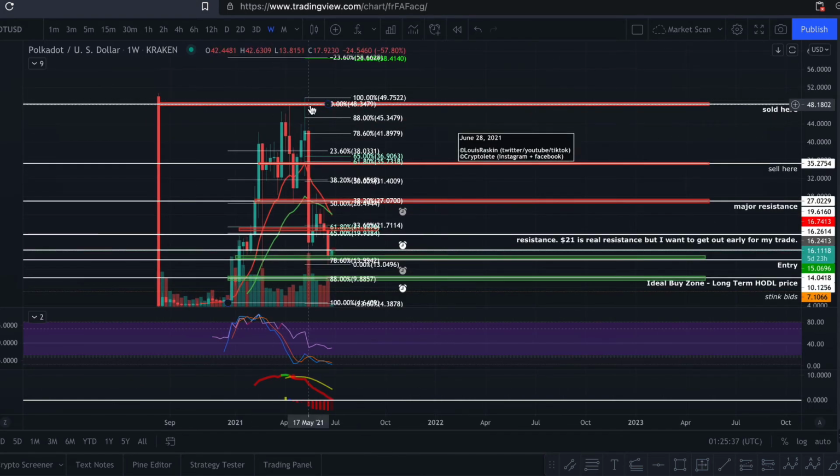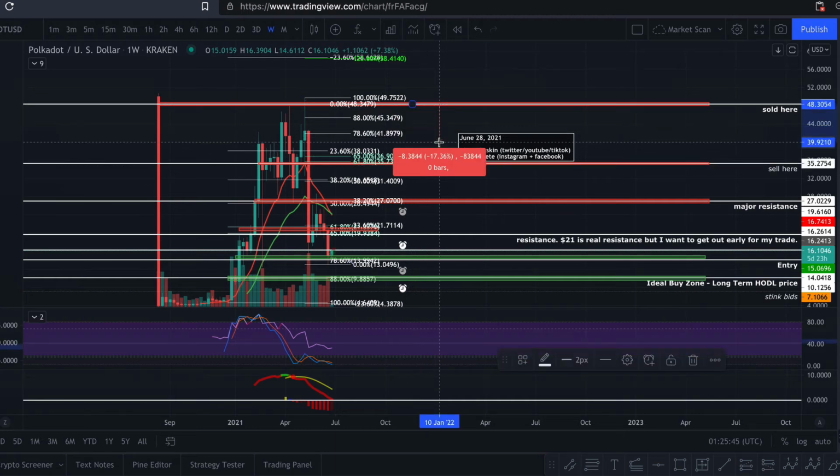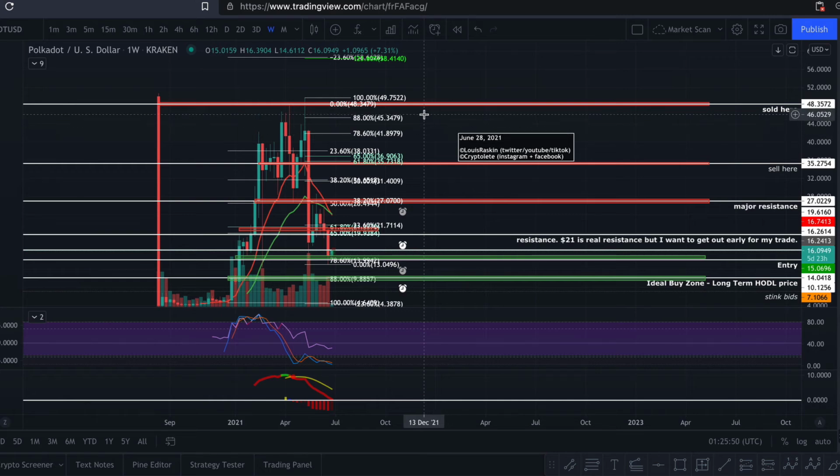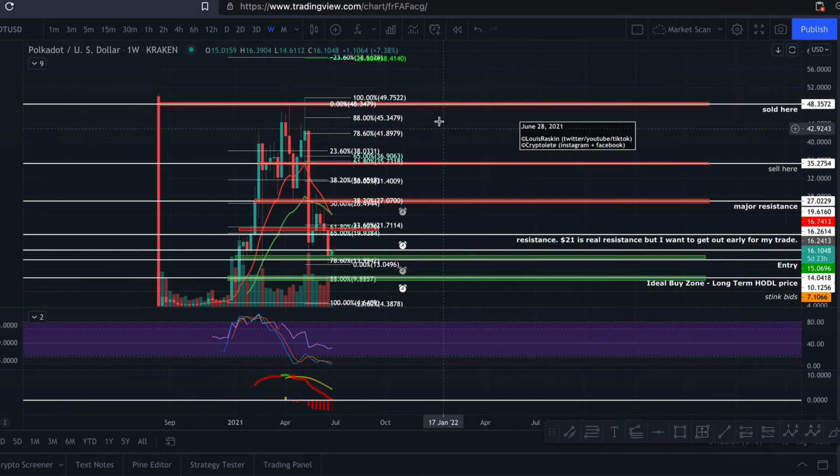I sold here, by the way. Problem is, I bought back over here. I don't know. And I was like, oh, I'm so good, because all I was trying to do was beat out the 12% interest that I make on Kraken every year by staking it. So technically, I beat out my 12% interest on Kraken. Problem is that I'm down 66%.